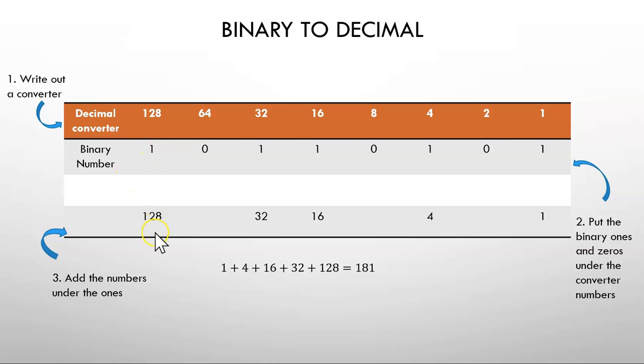Now, the simple thing is, every place where you have a 1 in your binary number, you write down the number in your converter below it. That's pretty simple. Now the complex part. Add those numbers together. So this number, 10110101, is equivalent to the decimal 181. That's it.